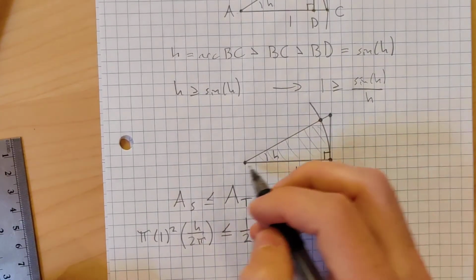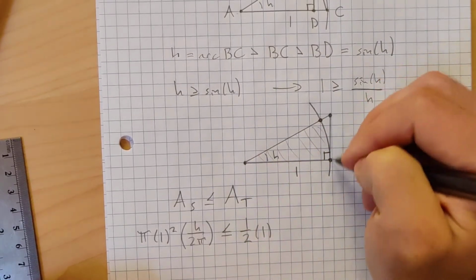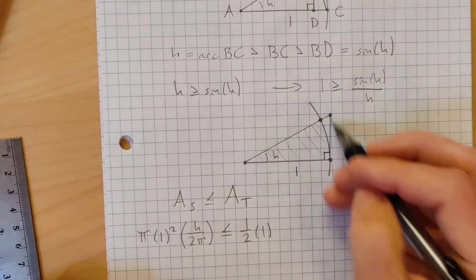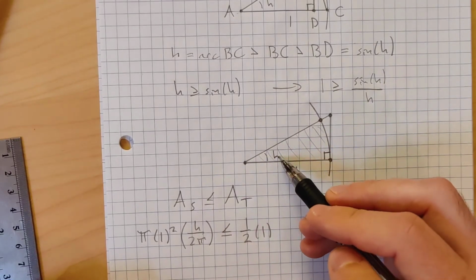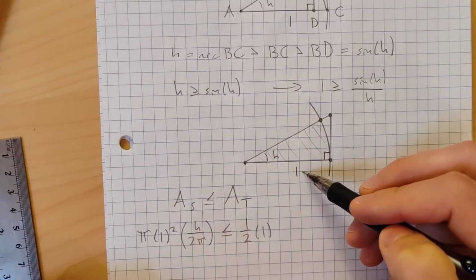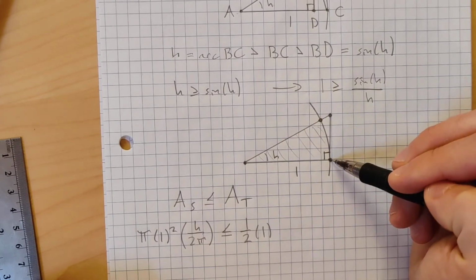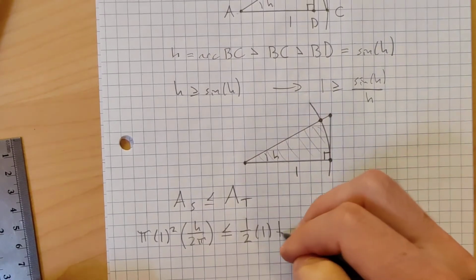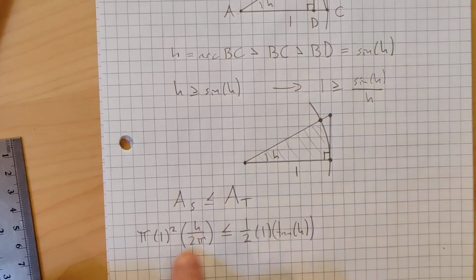So 1/2 times the base, which is 1. But then what's this height? Well, if you look at this triangle, it's a right angle triangle, and you can see there's h and 1 here. So if I do tan of h, I get this guy right here over 1. So this vertical distance right here is tan of h. So I get 1/2 times 1 times tan of h for the area of the triangle.